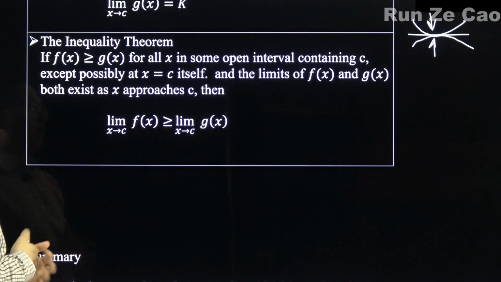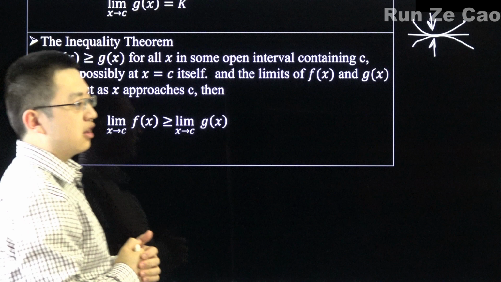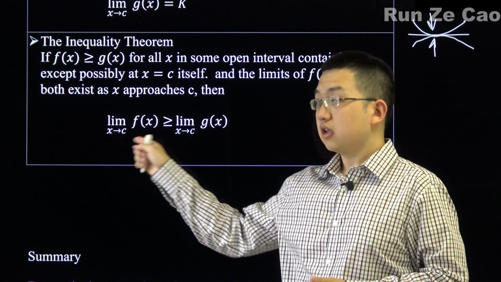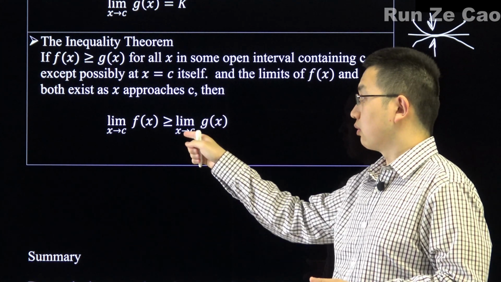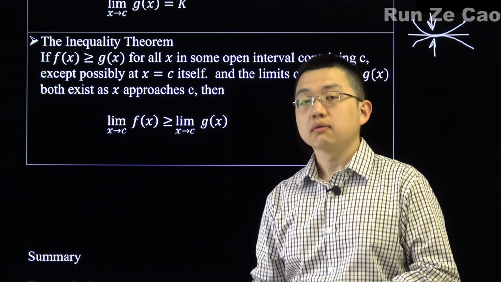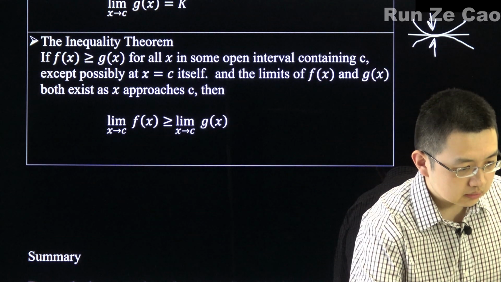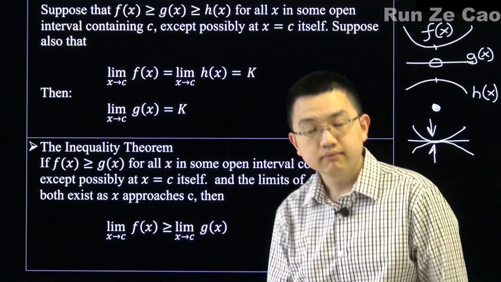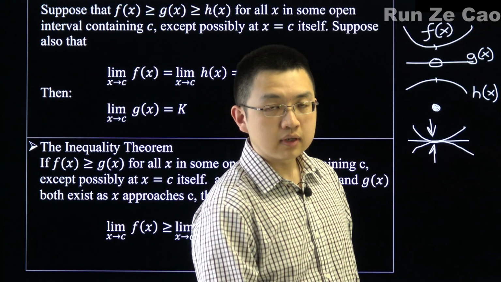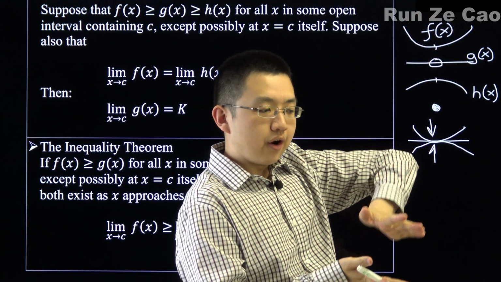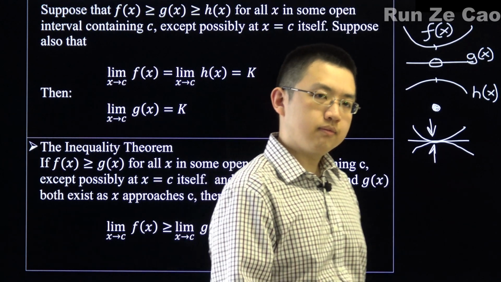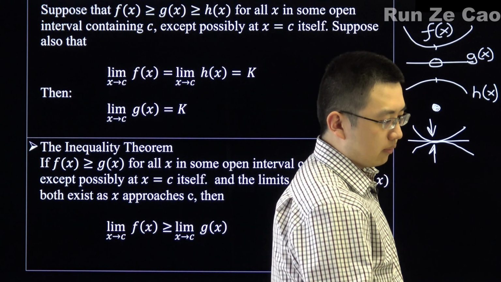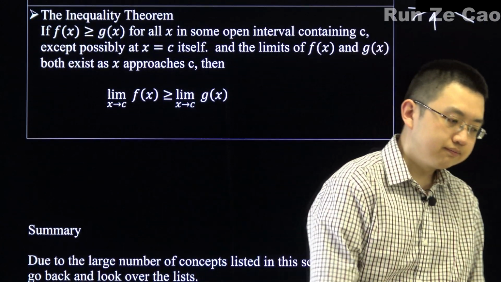Great. And the limits of f of x and g of x both exist as x approaches c. Then the limit for f of x is going to be bigger than the limit for g of x, or equal to, as x approaches c. So in other words, imagine the sandwich theorem except one-sided and without the actual sandwiching, but just pushing down on g of x. Or, depending on circumstances, maybe pushing up on g of x. Well, that's the inequality theorem.